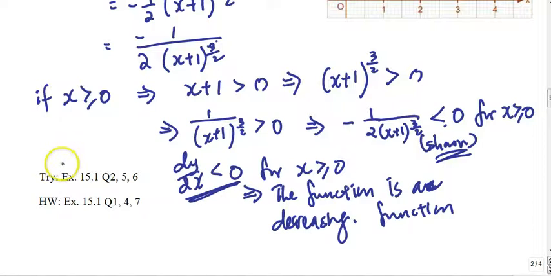Now you can move on to try exercise 15.1 question 2, 5 and 6, and after you finish those, you can move on to your homework question.